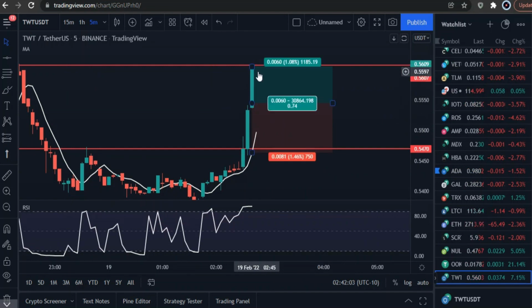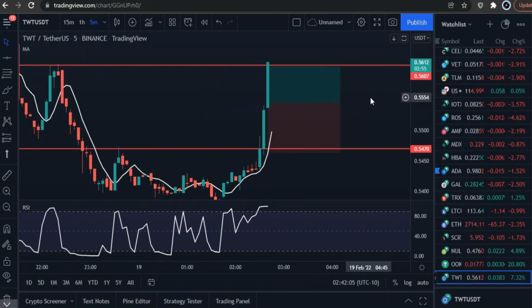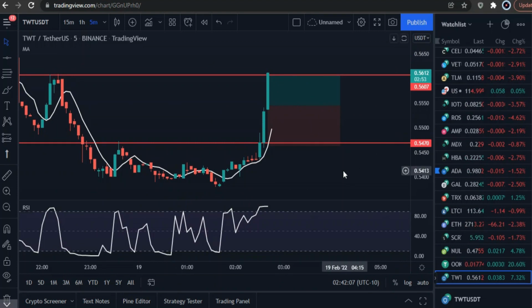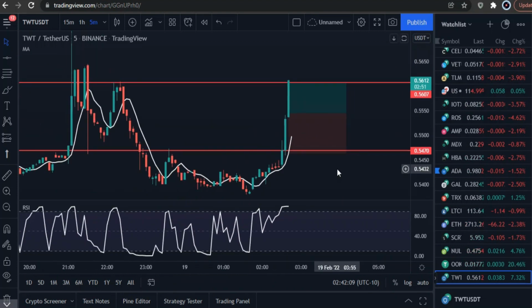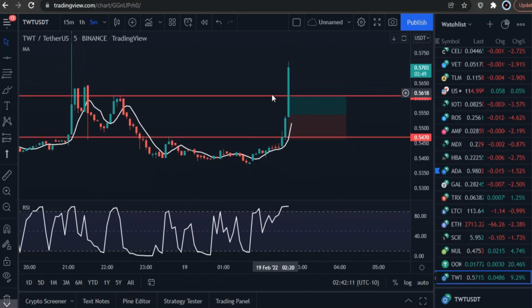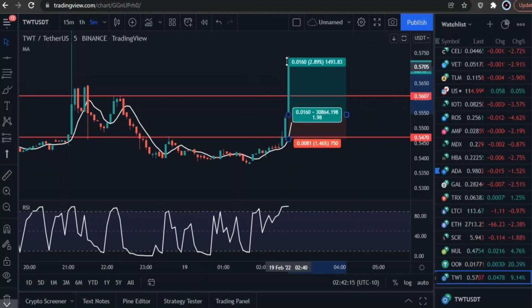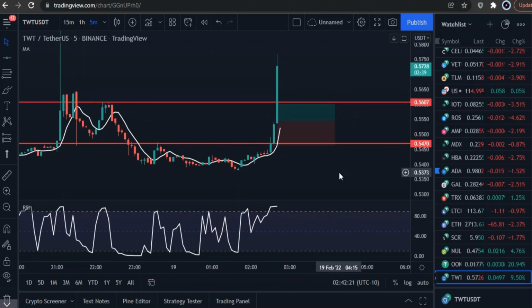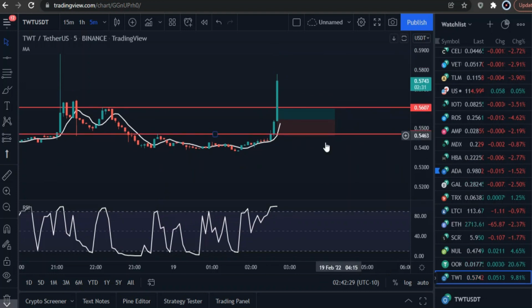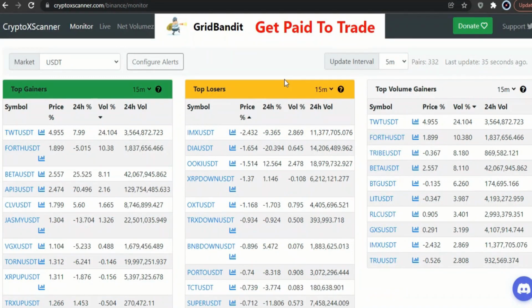After about 4 minutes, the first target was reached. It seems that pumping is still in place, so as we said, several targets must be set and the stop loss must be moving. Okay, let's look for another example so we can learn from some of the differences that we may encounter when trading.